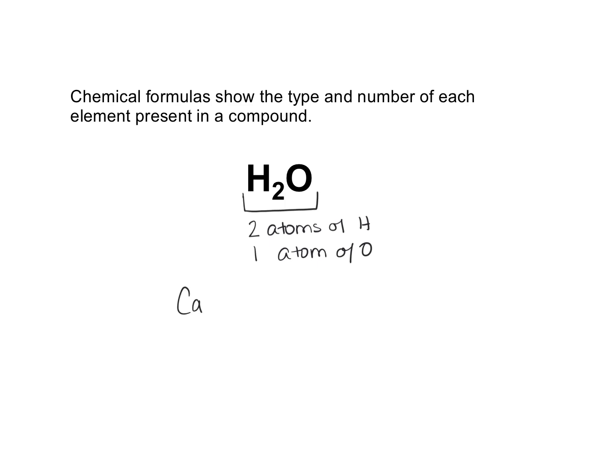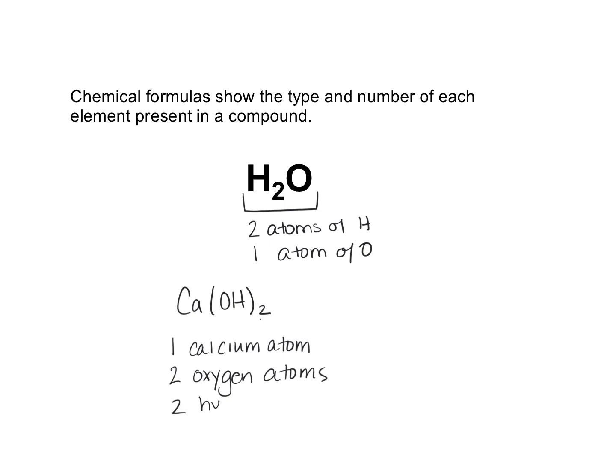Sometimes you're going to see parentheses like this. And what you do is you take this number and you multiply it by whatever the subscript is within the parentheses. So if we are looking at the number of calcium atoms, there's just 1 calcium atom. But there are 2 oxygen atoms. And 2 hydrogen atoms.